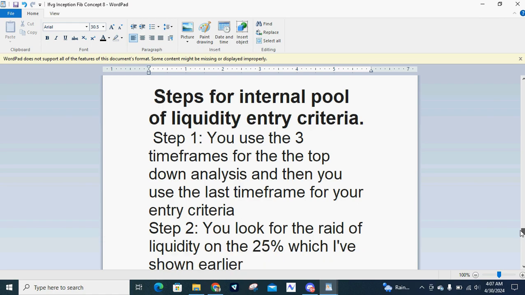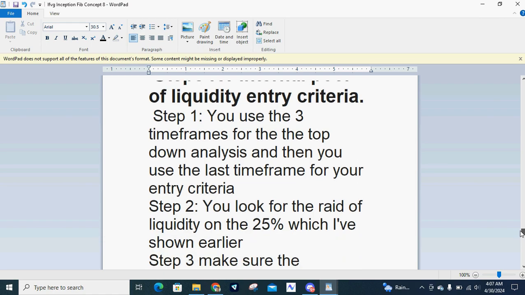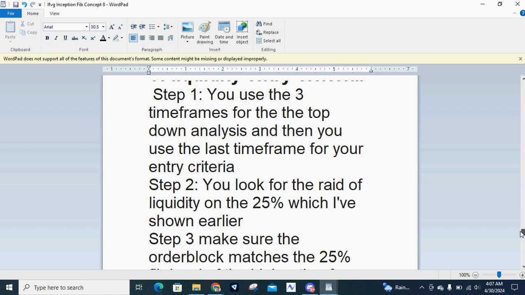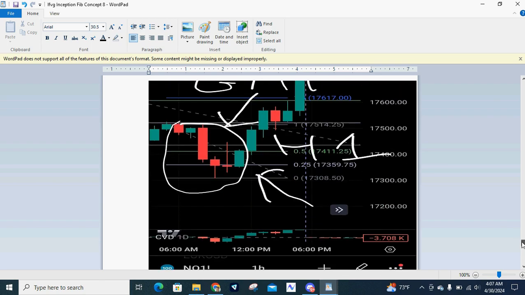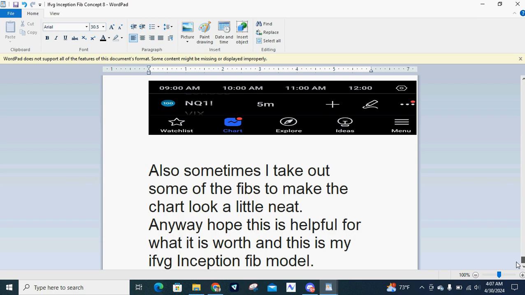Yeah, there are steps to the internal pool of liquidity. You can use 3 time frames for top down analysis. For the last time frame, you use an entry criteria. You'll look for pretty much a raid on liquidity on the 25%, if you're looking for an internal range of liquidity. But I'm going to give a rundown, an example. You know what I'm saying?